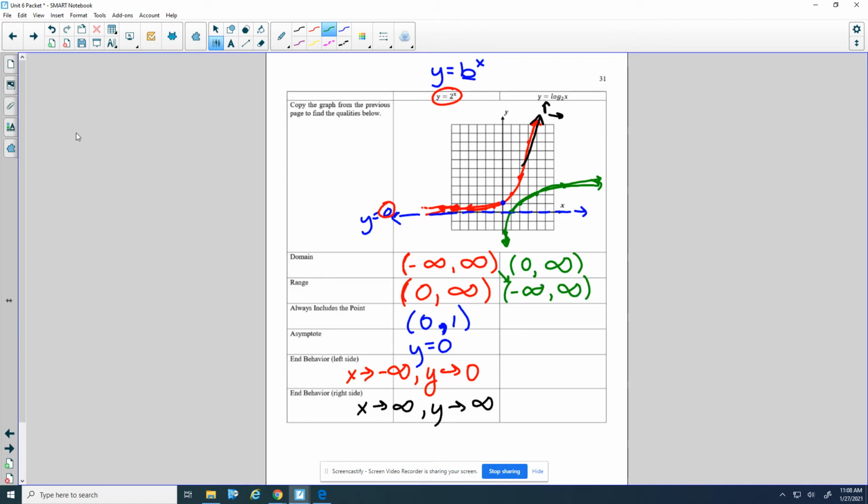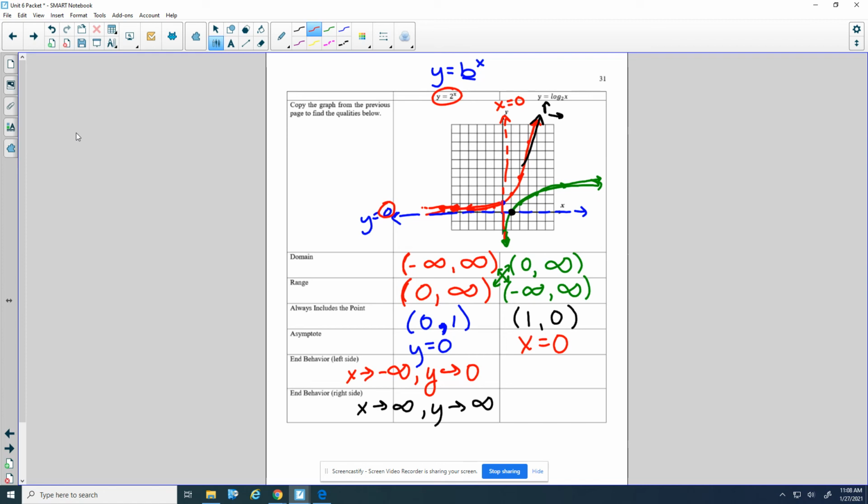And this should make sense. These are inverses. We switched x and y, so their domain and range switched. What point is included, right? Once again, because it's the inverse, instead of having the point 0, 1, this has the point 1, 0. The asymptote, now it can't cross the y-axis. And the y-axis has the equation of x equals 0. That's the line it can't cross.